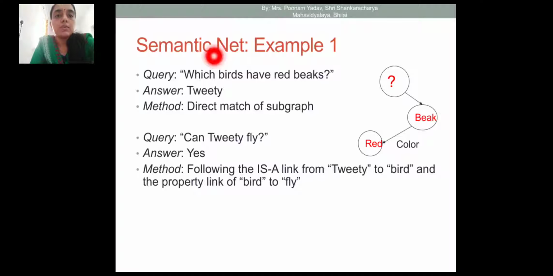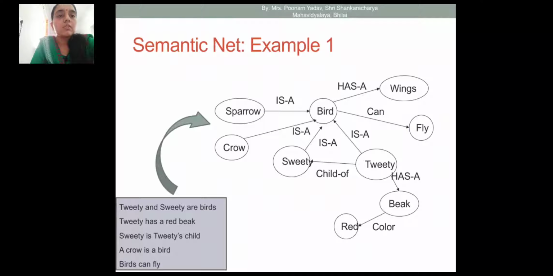Okay, so which bird has a red beak? So here we can find out Tweety has a red beak. And can Tweety fly? So yes, we can find out because Tweety is a bird and a bird can fly. So we can say Tweety can fly.